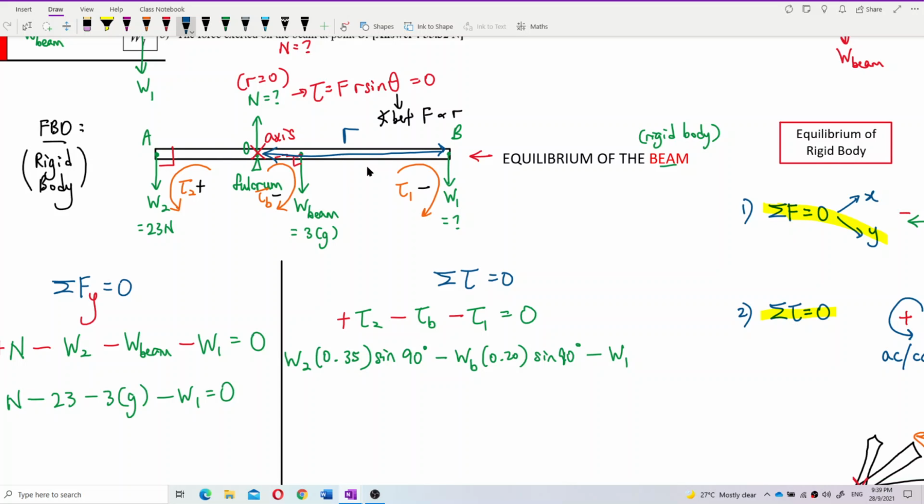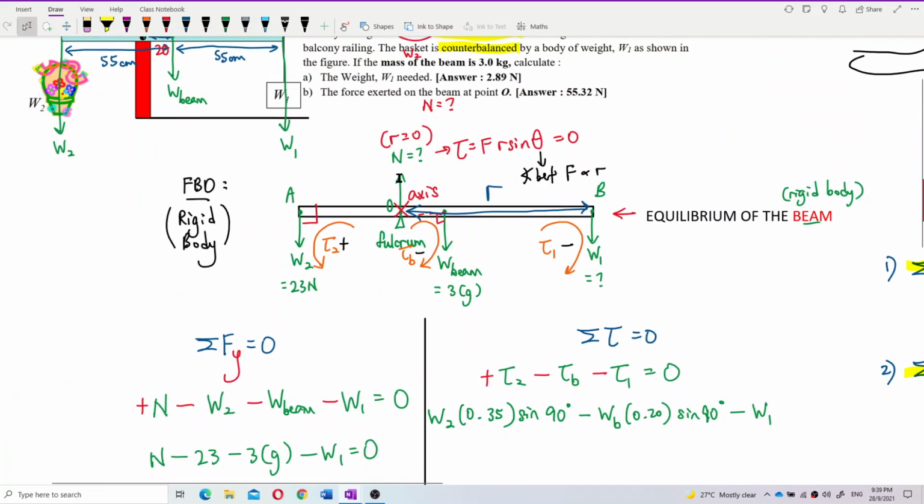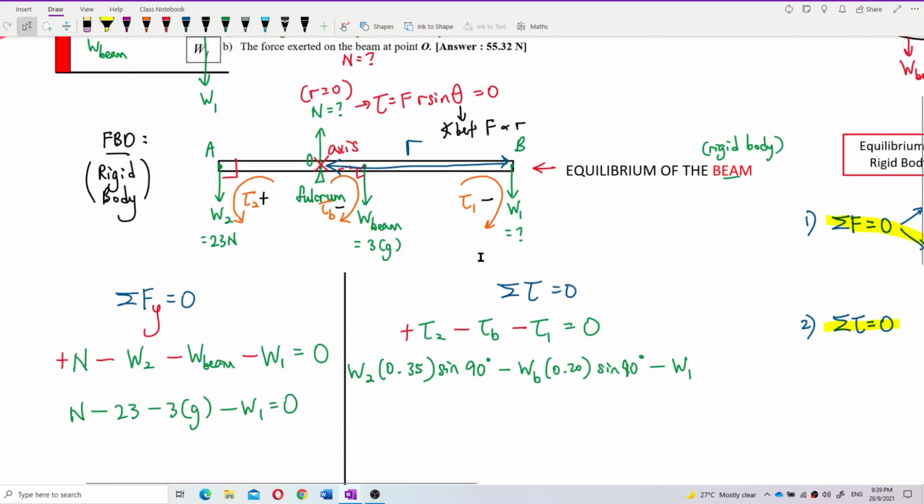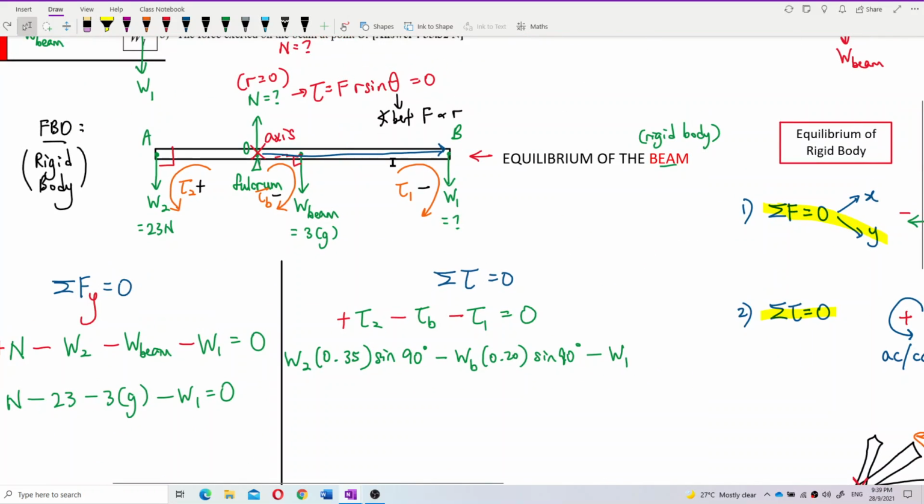This is the R. How far is the R from B to O? Given already 75 cm. See or not? From O to B is 75 cm. Let's rub that off. So it's 75 cm, which divided by 100 is 0.75.